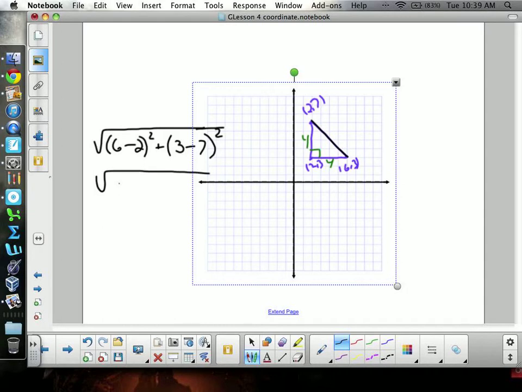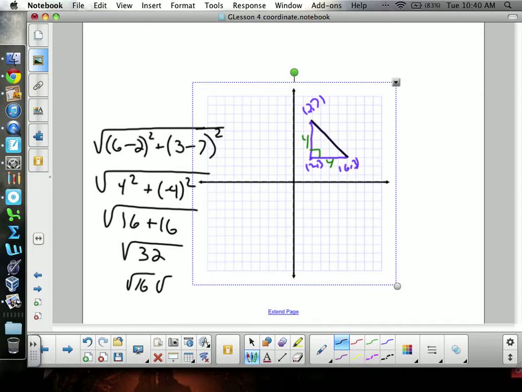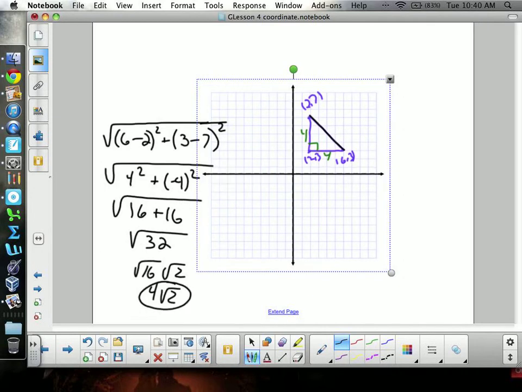It's the square root of 4 squared plus negative 4 squared. 16 plus 16, the square root of 32, which is the square root of 16 times the square root of 2, or 4 root 2, is the length of this side. So I'm able to find the exact length of that side using the Pythagorean theorem, if we need it.